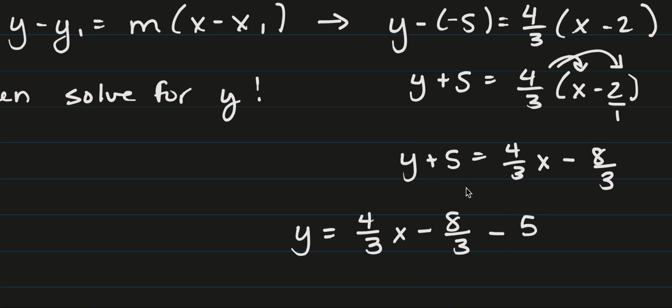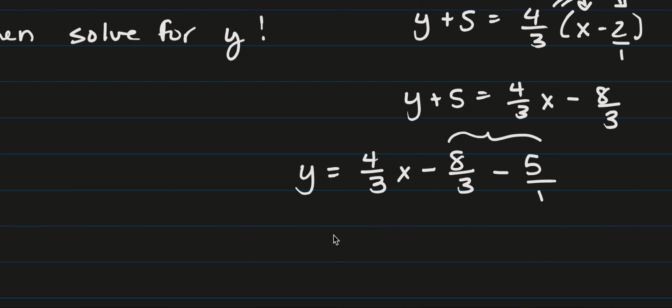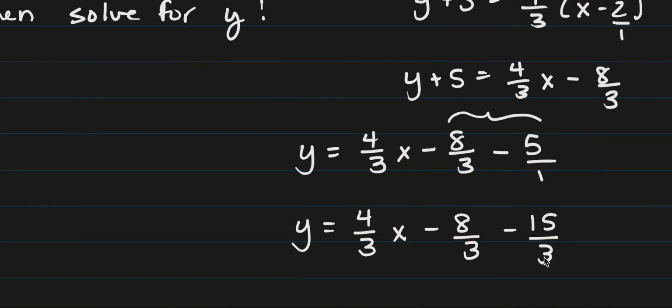And now I want to write this 5 as 5 over 1 because I want to subtract 5 from this fraction, and to subtract fractions we need to have the same denominator. So my first step is to write that 5 as 5 divided by 1. I'm trying to combine these two, this negative 8/3 and this negative 5 over 1, so they need to have the same denominator. So let's multiply this one, the top and the bottom, by 3. So we get y is equal to 4/3 x minus 8/3 minus 15/3.